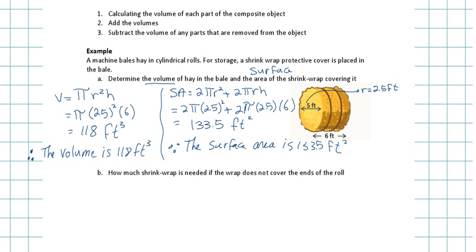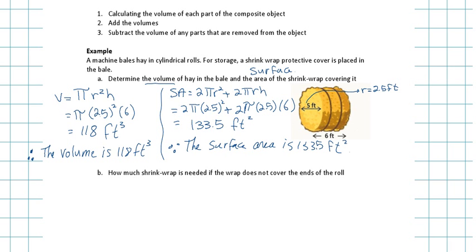The question is telling how much shrink wrap is needed if the wrap does not cover the ends of the roll. So you have the roll, and it doesn't cover both ends. So it's only covering which part? The circle, that's the lateral. Yes. It's called the lateral. Okay?